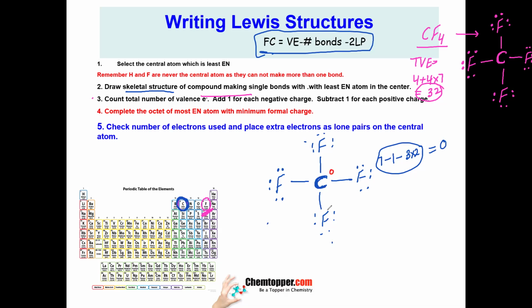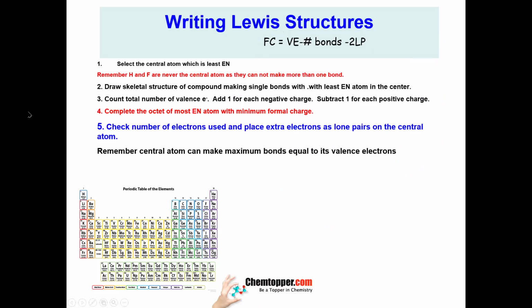Ready for another example? So these are the rules which we have to follow. Remember, the number of maximum bonds an element can make is equal to its valence electrons, provided it can have an expanded octet. Means after second period, this part. Ready?